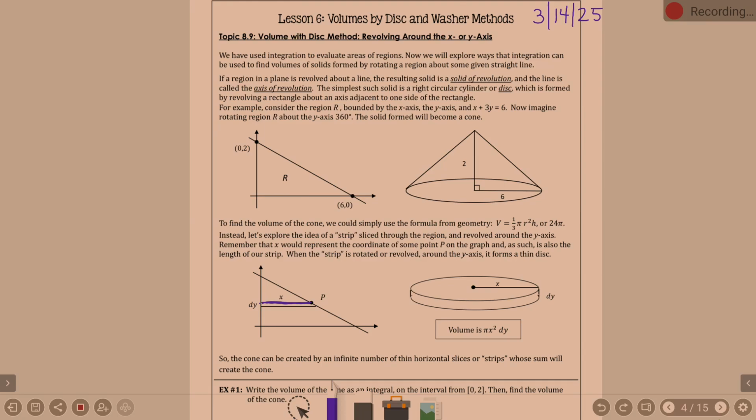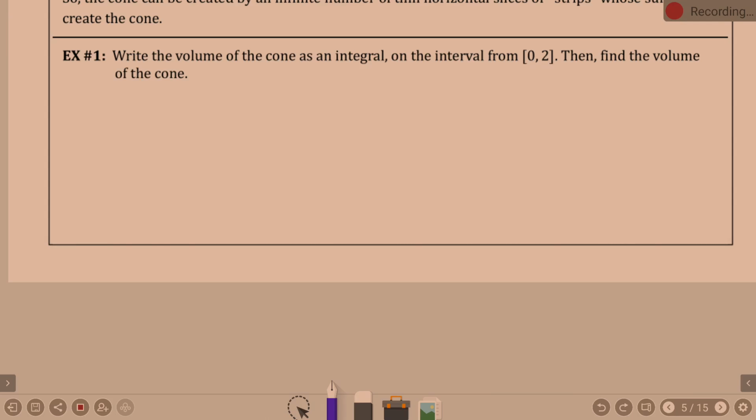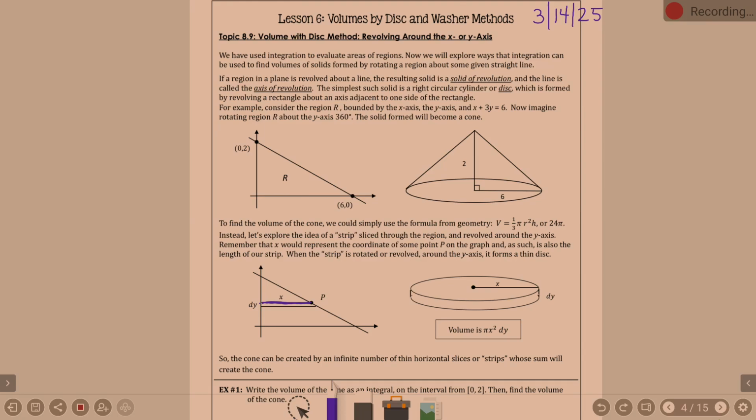Okay, so let's look at example 1 here. Write the volume of the cone as an integral on the interval from 0 to 2, then find the volume of the cone. So this is kind of taking where they left off. Remember, this is the idea of pi r squared. We're always going to be thinking about pi r squared, and then that dy represents the height of the circle.